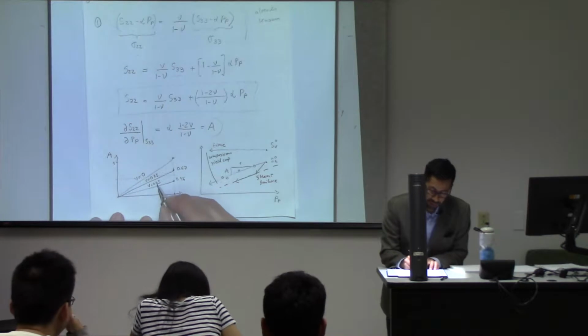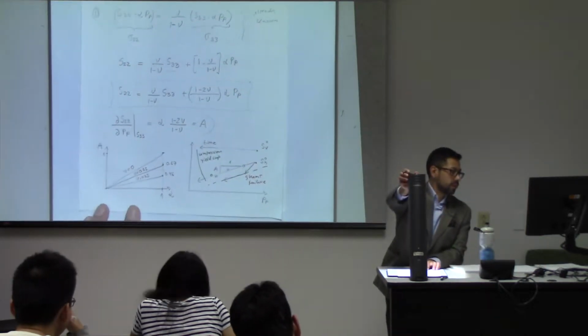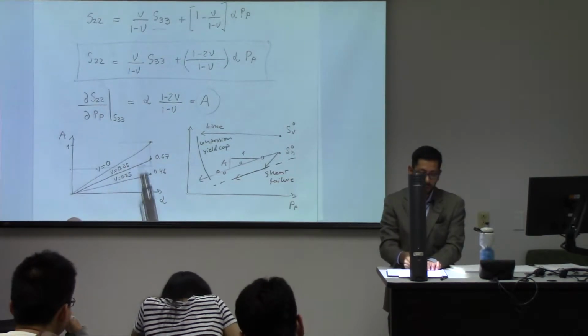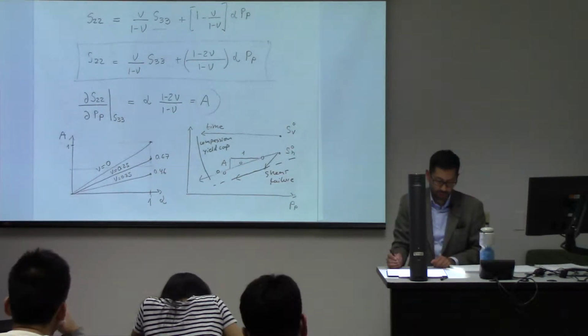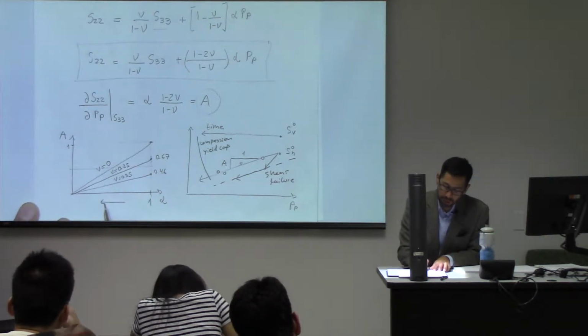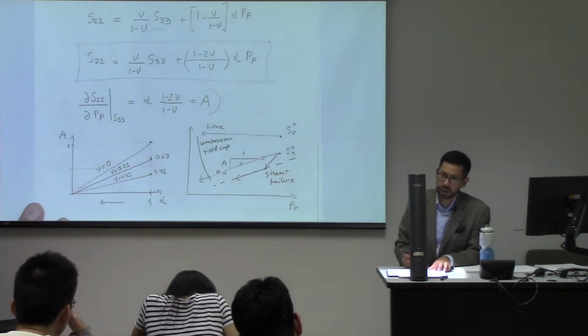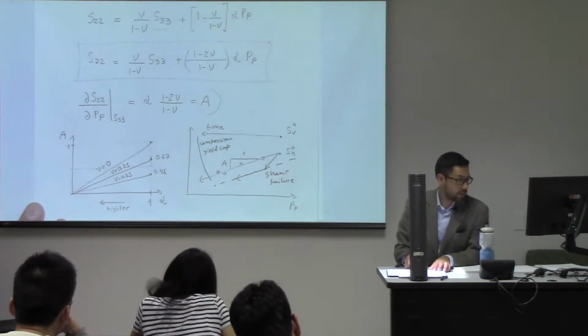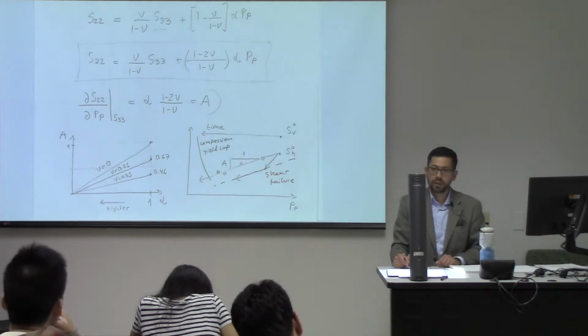This is 0.35, yes, that's 0.35. So I just want to plot the variation of A as a function of Poisson ratio and alpha. We know that, as we saw in the results of Biot coefficient, at least for sandstone, that as we go to the left, that means a tighter rock.